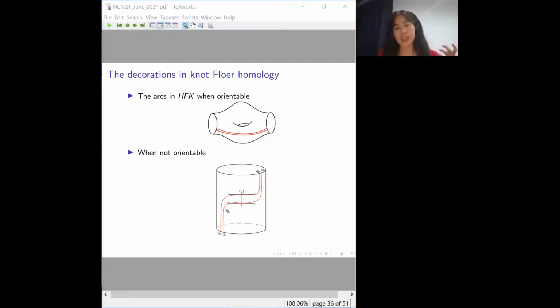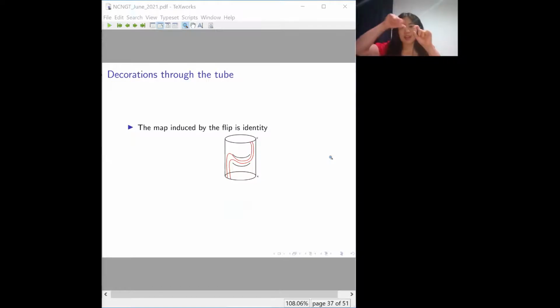One thing you can show directly is that if you have these arcs running through the tube, then the flip cobordism actually induces the identity map. So that means that with this picture, you can get rid of the flip because this flip induces the identity. So now you just have the cylinder on K with this extra tube that's now orientable because we've gotten rid of the flip, and then the arcs are going through the tube.